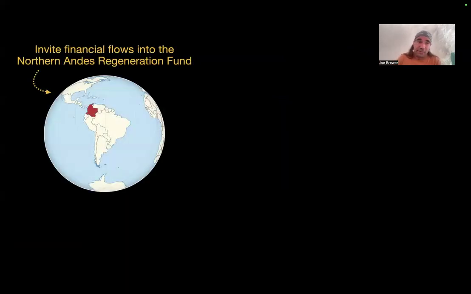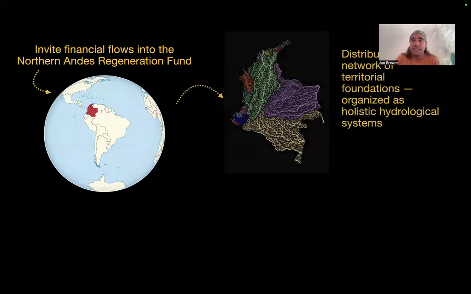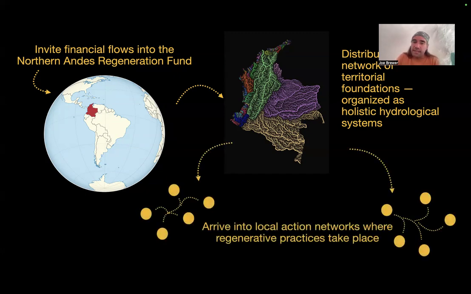So it looks like this. We invite financial flows into the Northern Andes Regeneration Fund. We distribute this funding to a network of territorial foundations who are organizing their territories through the fund as holistic hydrological systems. And then we arrive into local action networks, which is networks of local actors doing regenerative work, where regenerative practices take place on the ground. And then we share stories out to the world to mobilize more resources.